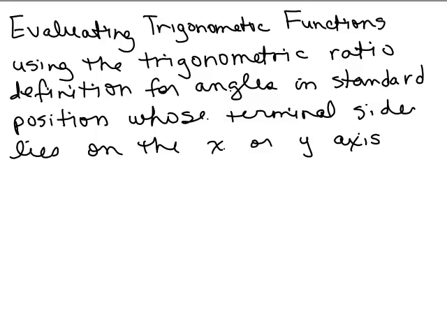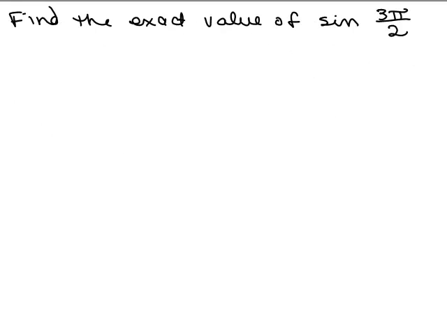In this video, we're going to learn how to evaluate trig functions using the trigonometric ratio definition. And we're going to do it for angles that are in standard position, whose terminal side lies on the x or y axis. So here's an example. Find the exact value of the sine of 3 pi over 2.